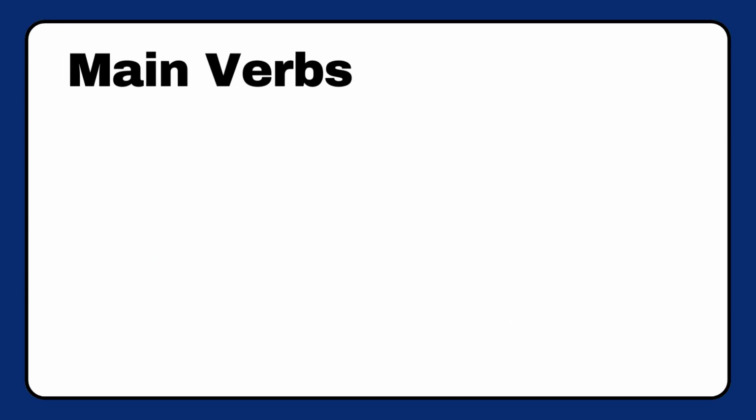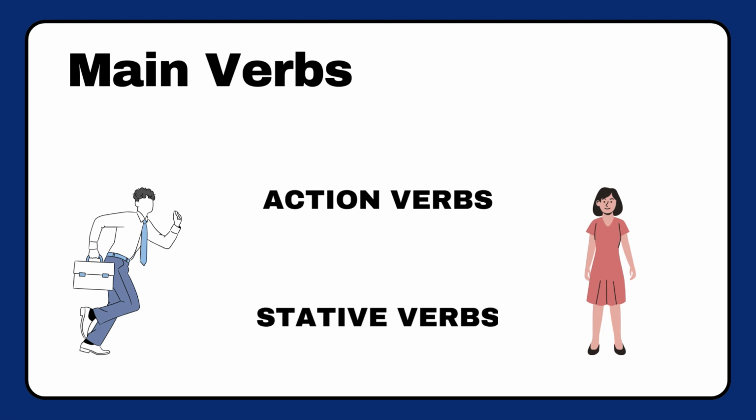The most common and essential verbs for a sentence are the main verbs. These verbs tell us an action or a state of the subject. If you haven't watched my video on stative verbs, I will link it in the description box below so that you can learn the difference between action and stative verbs.